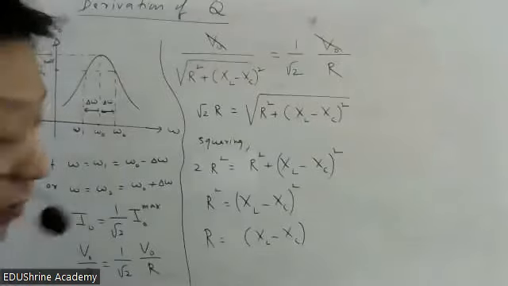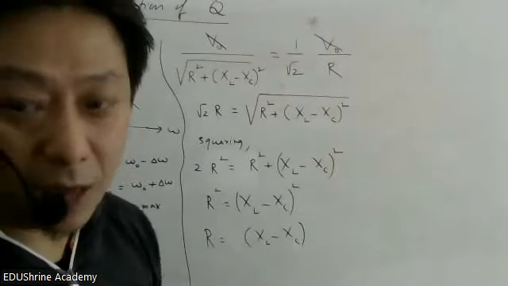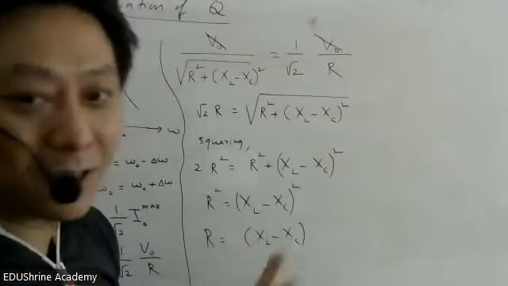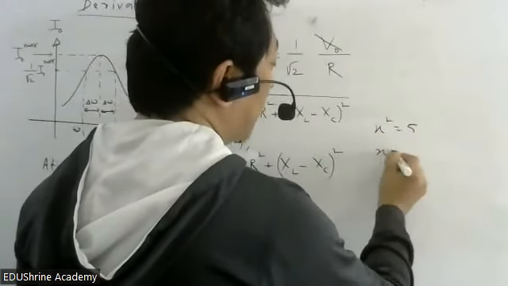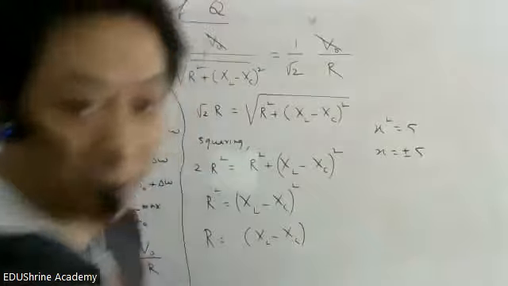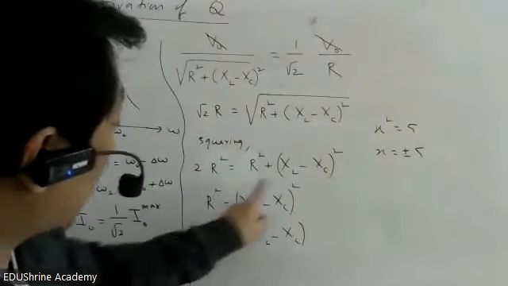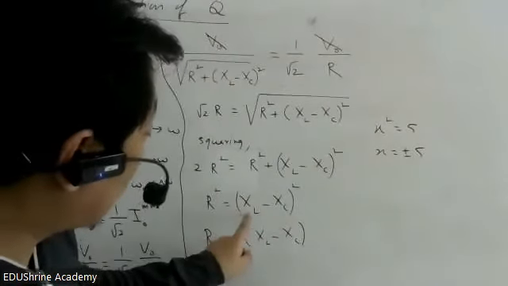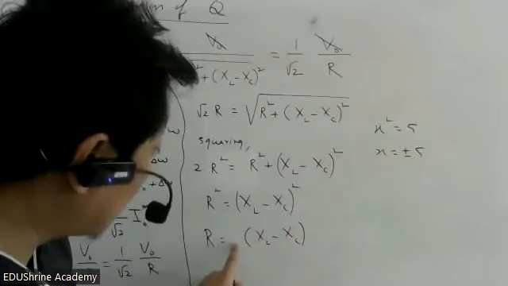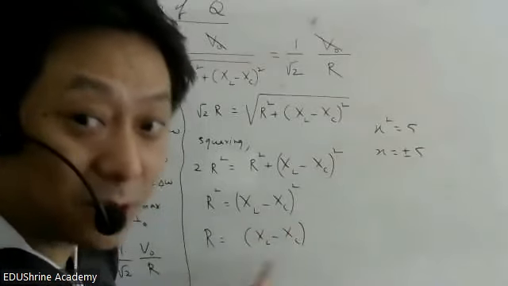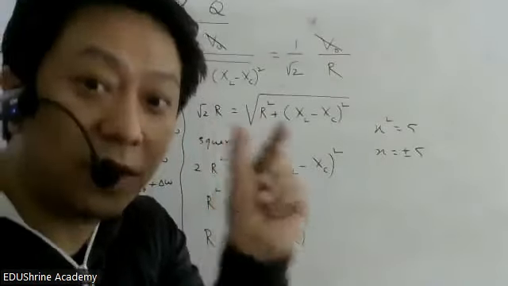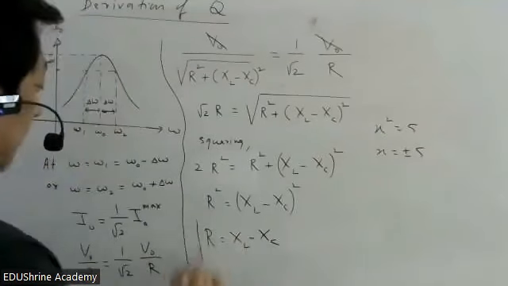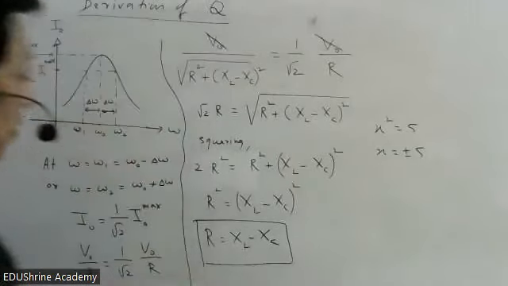But remember, it can be minus (XL minus XC). I mean, it can be XC minus XL also. You know this, students. If X squared is 5, X is plus or minus root 5. So if R squared is this, R can be either XL minus XC or minus times this. Minus times this means XC minus XL. So whichever is more, we should write first. So this is where we have reached.